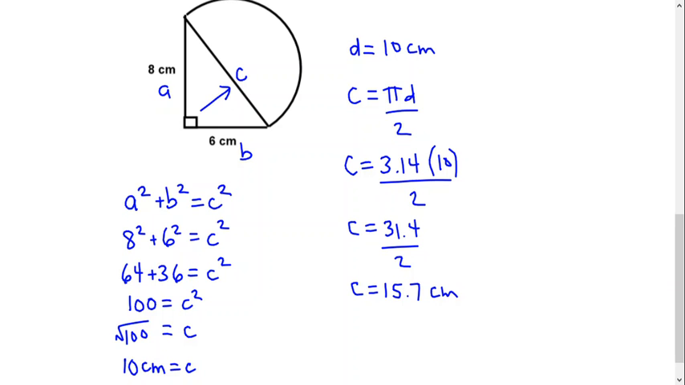So now that I have the circumference of my semicircle, then I can find the perimeter of this shape. So I'm going to add up 6 plus 8 plus 15.7. And again, I can add this all in my calculator. 6 plus 8 plus 15.7 is equal to 29.7, and my units are centimeters. Remember to include your units with your final answers in order to get full marks.